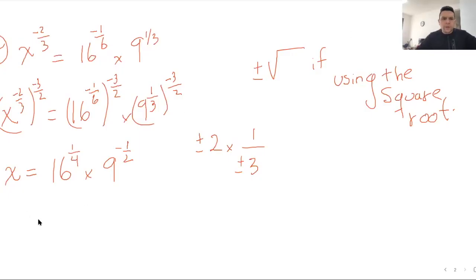All right, so from here we're going to get the 4th root of 16, which is positive and negative 2. And this 9 to the negative 1/2 is going to be 1 over plus or minus 3. All right. So we're going to get either 2/3 or negative 2/3. If you multiply all the possible choices, you get these two, positive and negative 2/3. So these are the answers. x can be 2/3 or negative 2/3.